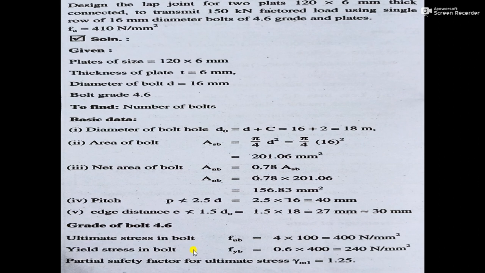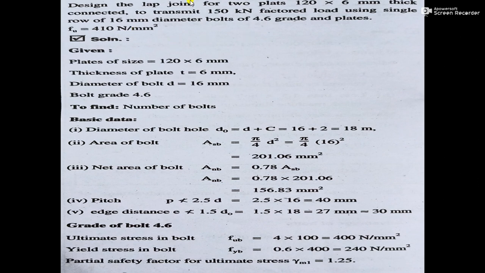Then grade of bolt is given as 4.6. So ultimate stress in bolt, that is FUB: U for ultimate, F for stress, and B for bolt. Ultimate stress in bolt is 4 times 100, that is 400 Newton per mm square, and yield stress in bolt FYB is equal to 0.6 into this ultimate stress in bolt, that is 400, that is 240 Newton per mm square. And partial safety factor for ultimate stress, that is gamma m1, is 1.25. This value is fixed, and the Fu is given as 410, that is ultimate stress in plate.